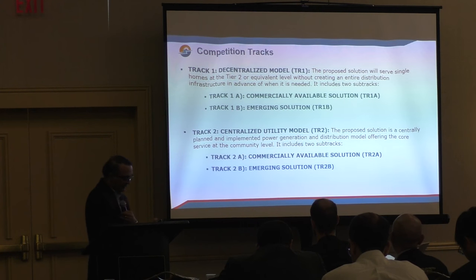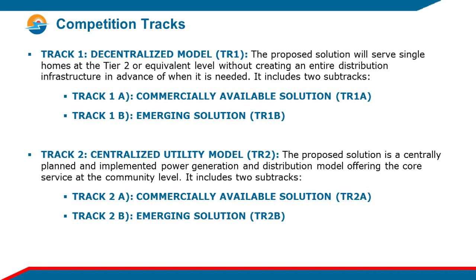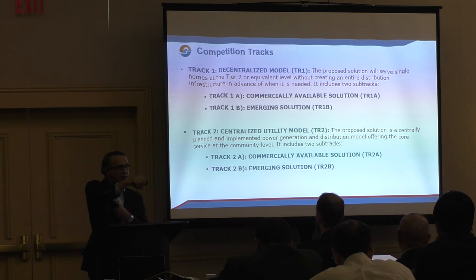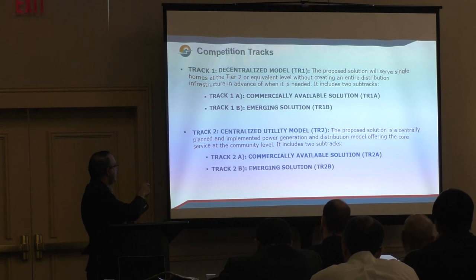So here are the tracks for the competition. There are two fundamental tracks that we're talking about. One is a decentralized model and a centralized model. So what does that really mean? The centralized model is a typical microgrid model today, or a top-down utility model today, where it's centrally planned, implemented power generation distribution, offering core service at the community level. So this one's more community-focused in terms of a top-down design.